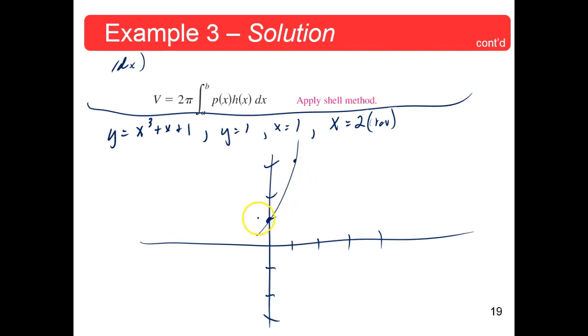y equals 1, that's that line right here. x equals 1, that's the line right here. So it's basically this little sort of triangular looking region there going around the axis of x equals 2. So this thing is going over here. Let me see if I can replicate on this side. Here to here. Okay, so this is going this way.